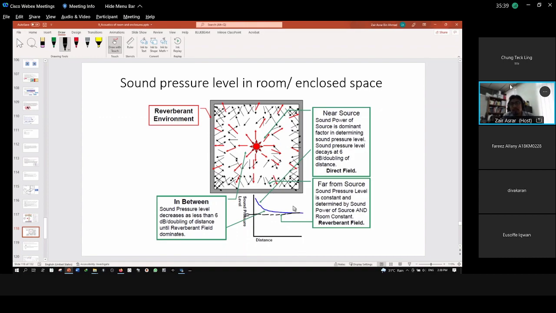At this level, we can safely say that we are far from the sound source. If we are within this range, we are still within the near field of the sound source. That means the sound pressure level is changing with respect to distance. After this region, the sound pressure level will not be changing with distance. The value will be about constant anywhere within the room.